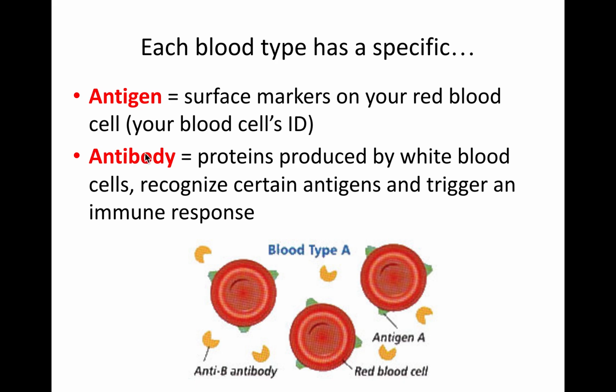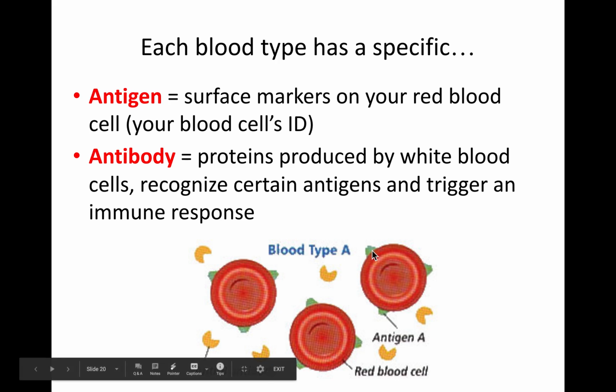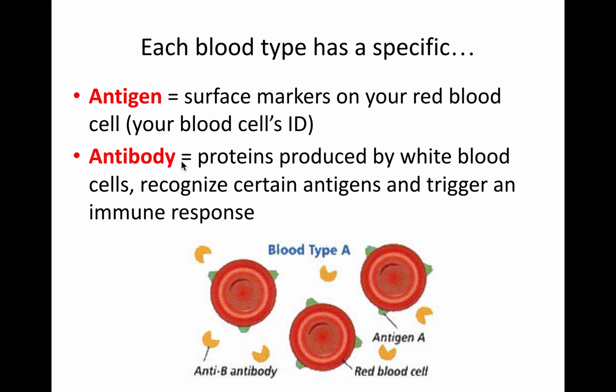So if you have the antigen for blood type A, which in this case is these little green spikes here, you're also going to have the antibody for B, so the anti-B antibody. So proteins produced by white blood cells is what that would be, and it would recognize certain antigens and it triggers an immune response. So that antibody's shape or its active site will know that for some reason the type B blood has been put inside your body and it will attack it.